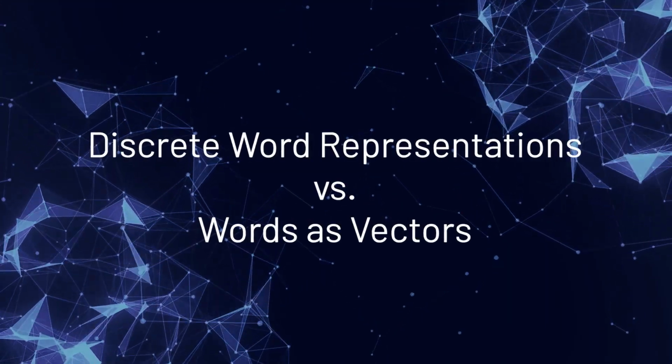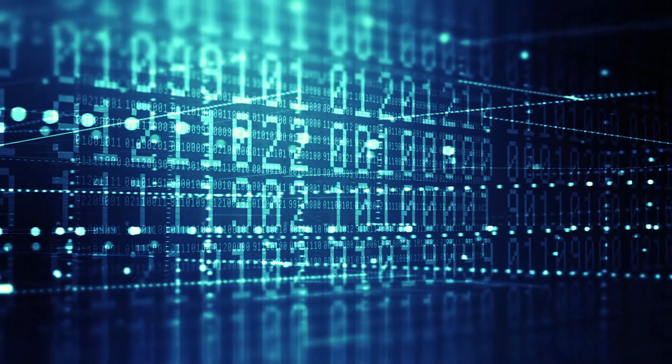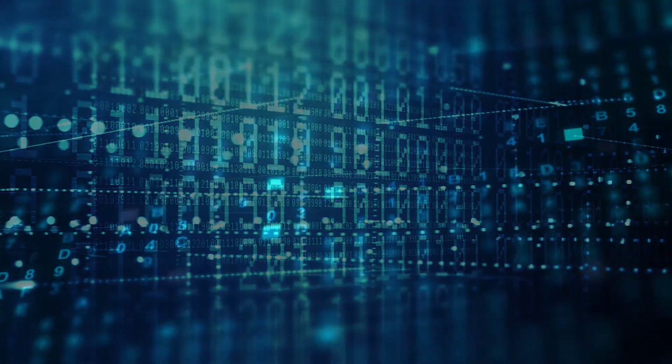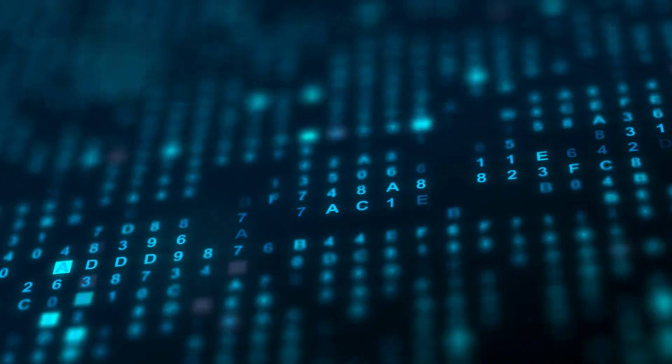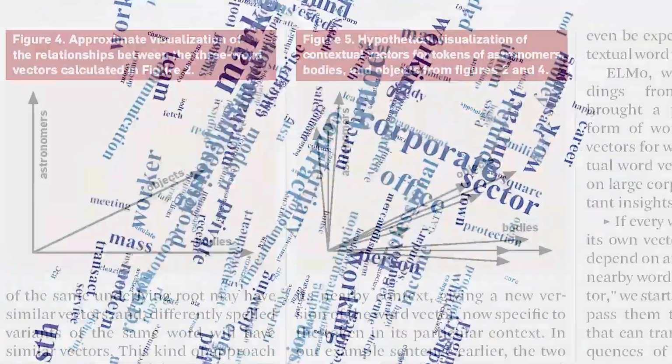Classically, words were represented using discrete representations, which often meant an integer. So what this would involve is taking every word in the vocabulary and mapping it to an arbitrary integer. Discrete word representations don't allow us a way to say that two words are closer or farther apart in meaning.